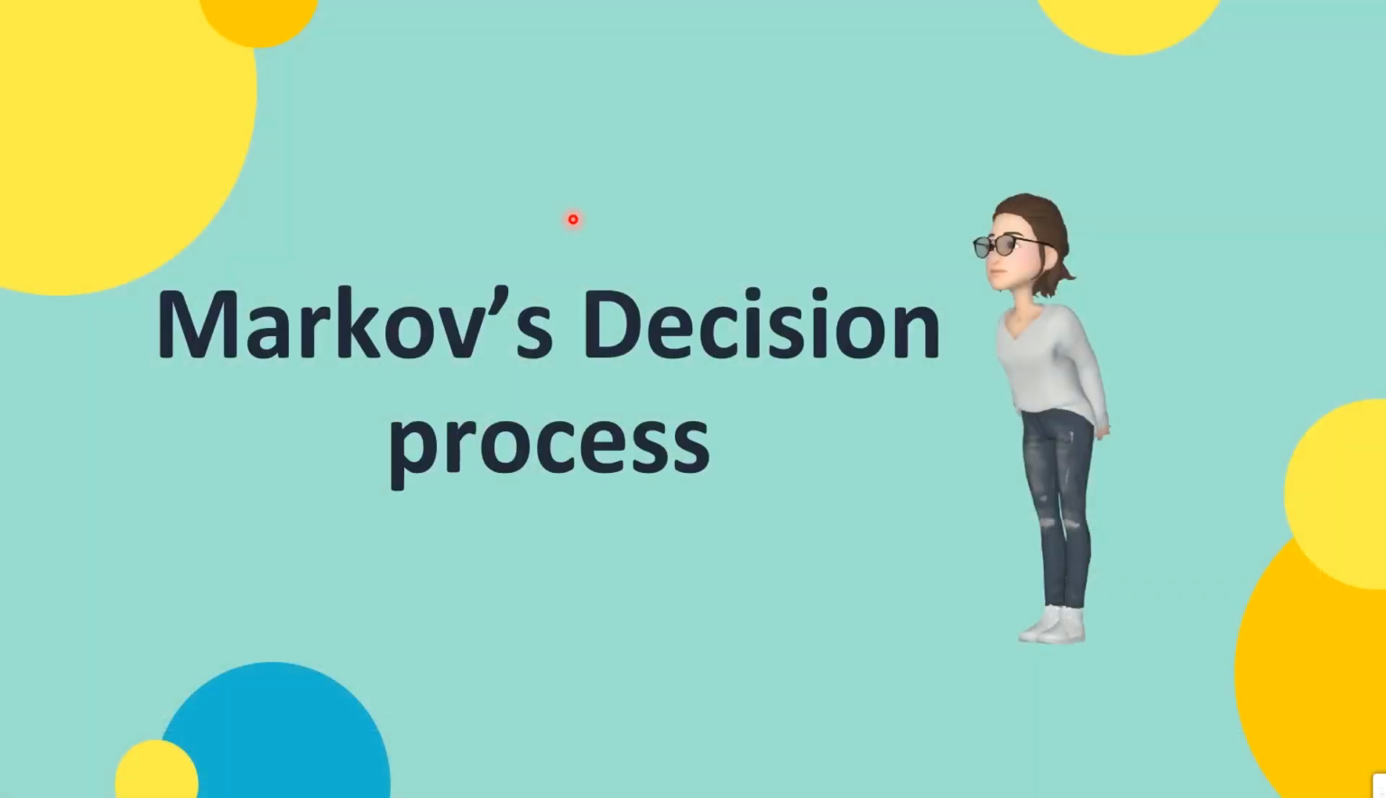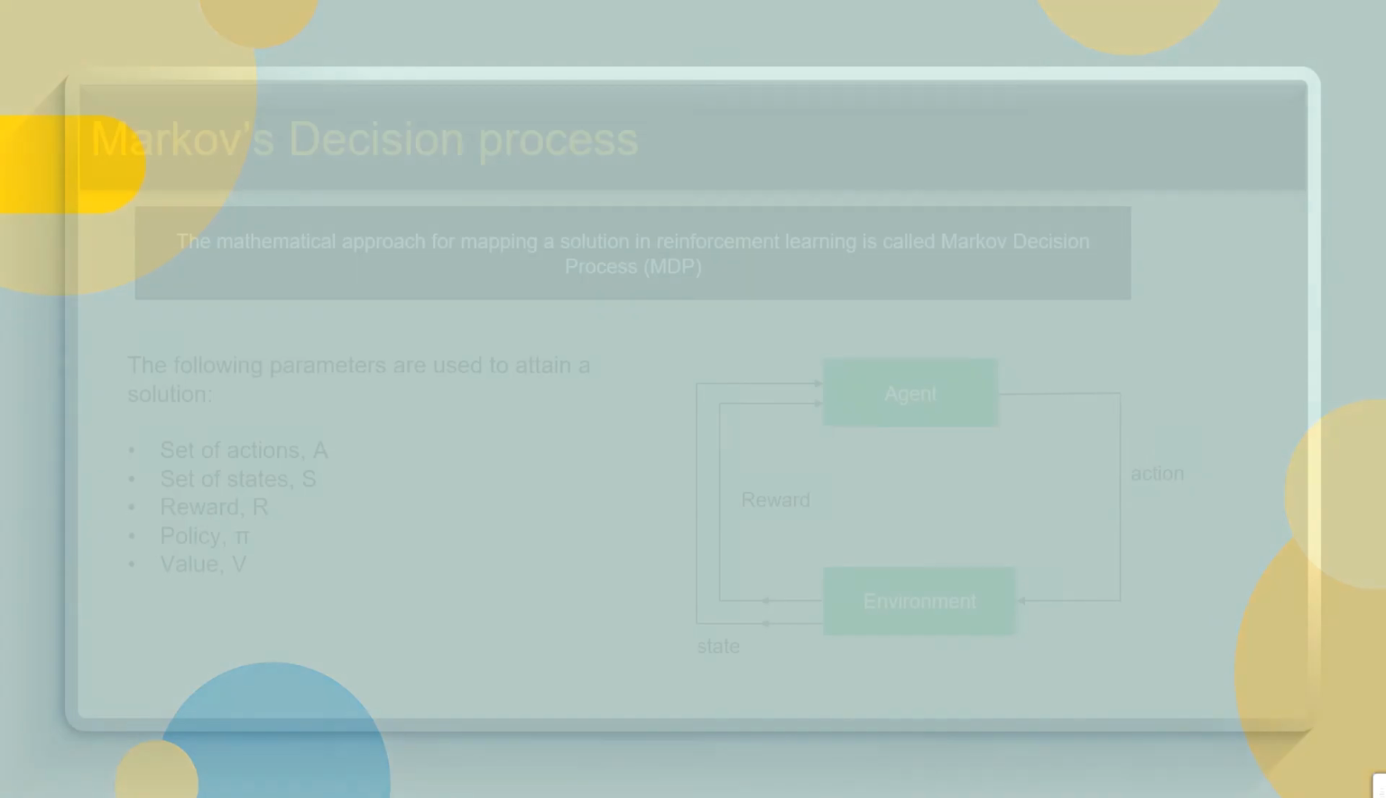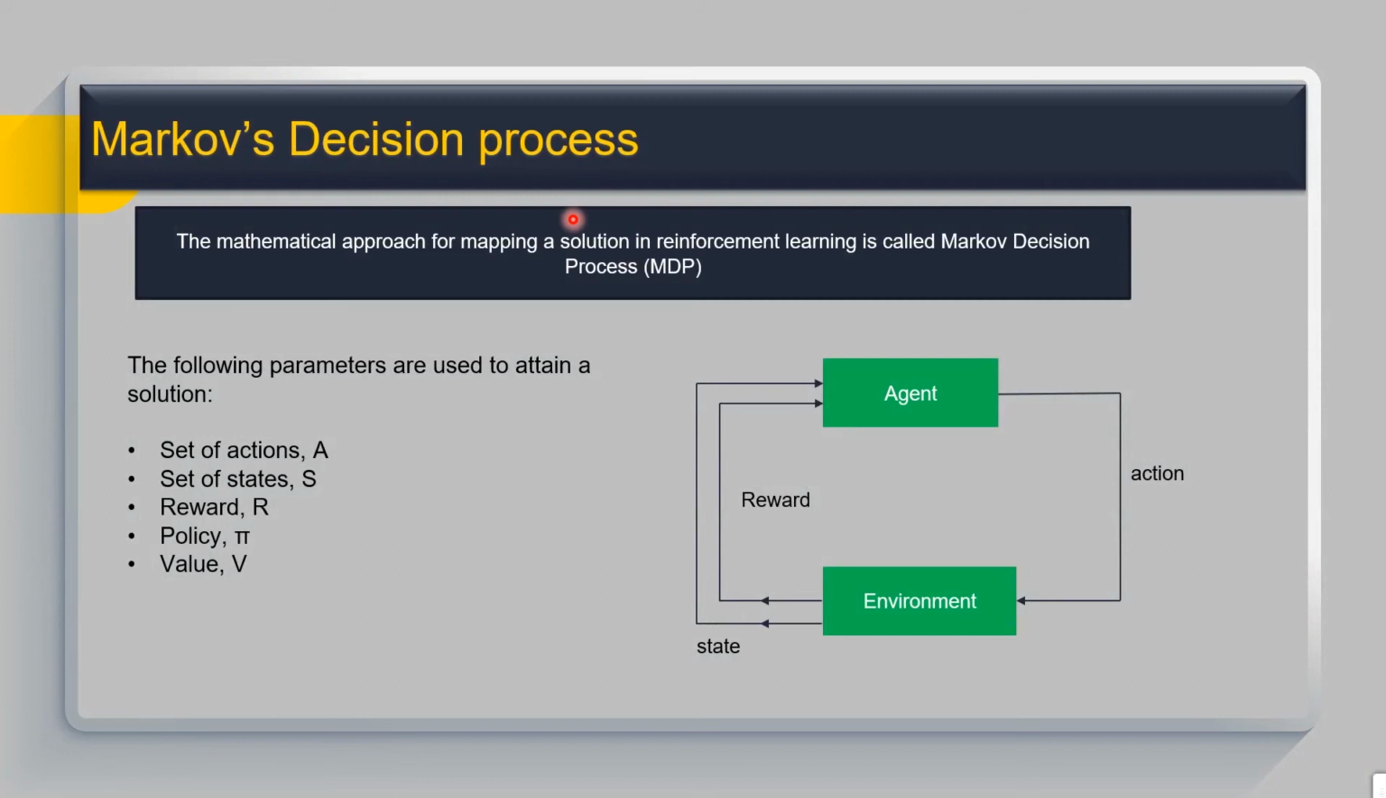Now, let's look at the Markov decision process. So, guys, this is basically a mathematical approach for mapping a solution in reinforcement learning. In a way, the purpose of reinforcement learning is to solve a Markov decision process. So, there are a few parameters that are used to get to the solution. The parameters include the set of actions, the set of states, the rewards, the policy that you are taking to approach the problem, and the value that you get.